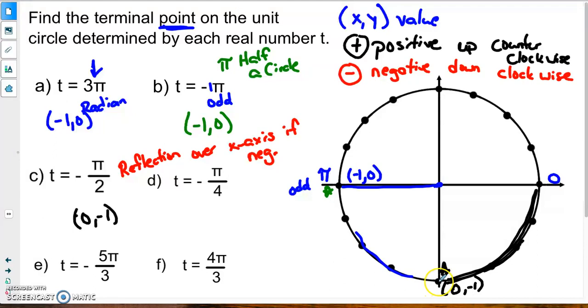Okay, that will always work, no matter what. It's always over the x-axis. If I'm working with negative pi over 4, again, it's the same idea.